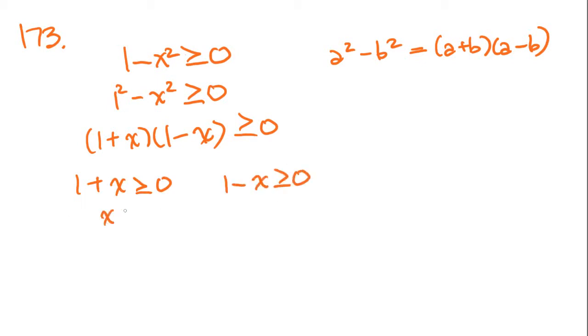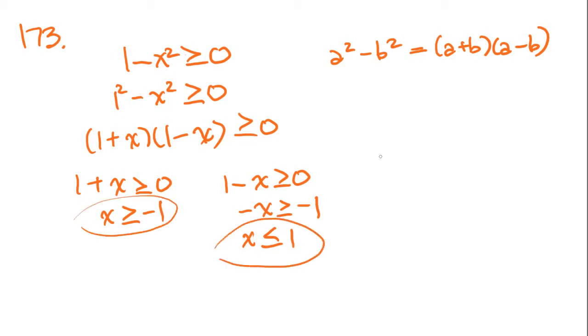So x is going to be greater than or equal to negative 1 on the left, and on the right we're going to get negative x is greater than or equal to negative 1, but then that's going to be x is less than or equal to 1 because we divide both sides by negative 1 and we flip the sign. So that's going to be your answer. That is answer choice E. Although in the actual official guide, the way that they write E is negative 1 is less than or equal to x, which is less than or equal to 1. But it's the same thing.